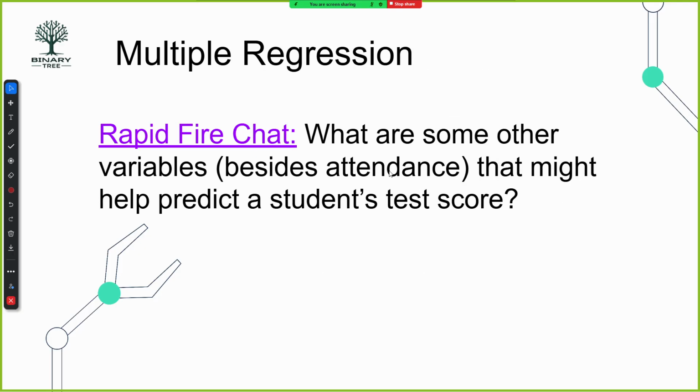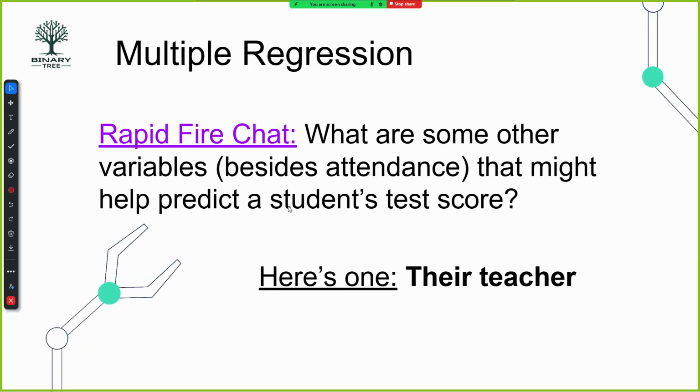Now, what are some other variables besides attendance that might help predict a student's score, right? There are going to be other things, as I said. It's not just based on attendance. Maybe it's based on real intelligence. Maybe it's based on age level. Maybe how much food they ate in the morning before the test. There's so many different variables that could cause these differences. This is where multiple regression comes in. Let's say the teacher is the reason that the student's test score is different. It's very possible.